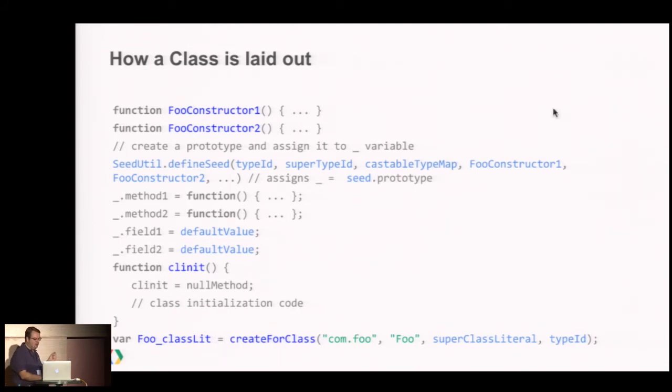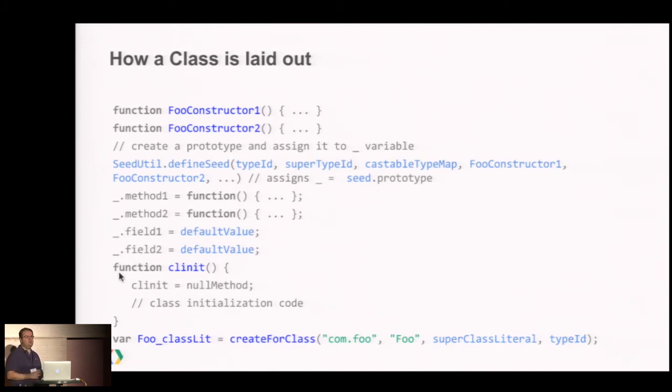What it does is for each constructor, you'll have 2 JavaScript functions generated. And then there's this little helper method that sets up the class called defineSeed and assigns the prototypes and stuff in JavaScript, so inheritance works. And then you basically have it setting methods and fields on that prototype. Underscore means the JavaScript prototype object backing the class.